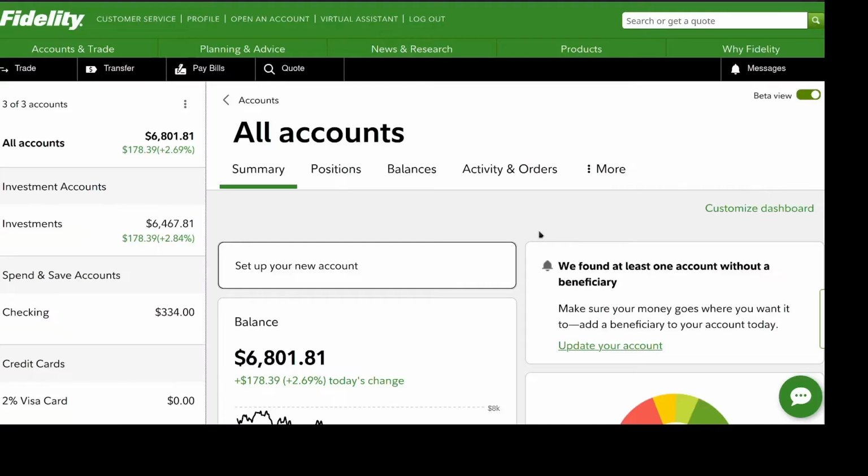Fidelity's really big with the planning stuff. So they've got all kinds of links for like investment planning, lifetime planning, insurance, all sorts of products.